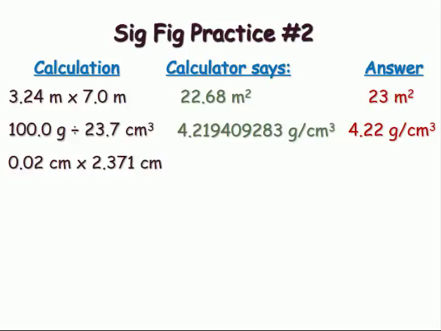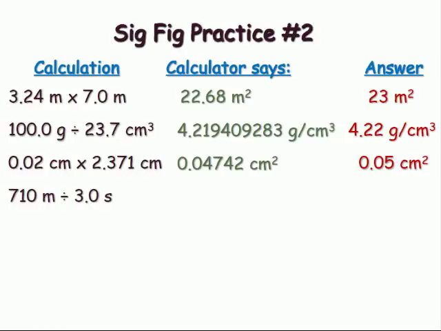I have 0.02 centimeters multiplied by 2.371 centimeters. The calculator tells me a big old long number, but I only want to report it with 1 significant figure, because that's how many significant figures are in this value right here. No matter how awkward it feels to round off the rest of the number, you have to round it off because all of this stuff is highly uncertain.